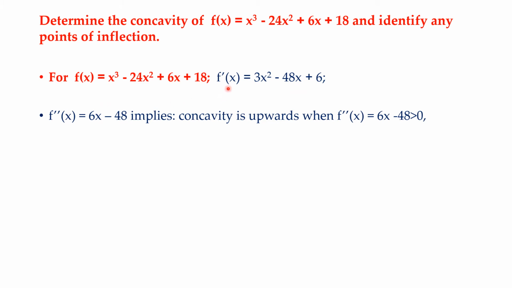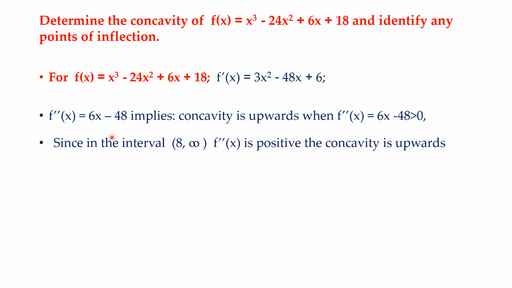Now we have to take a look at the second derivative. The second derivative is the derivative of the first derivative, and that will give us 6x minus 48. This implies concavity is upwards when f double prime of x equals 6x minus 48 is greater than 0. This implies that we have this segment from 8 to infinity, not including either. f double prime of x is positive, so the concavity is upwards in this segment.